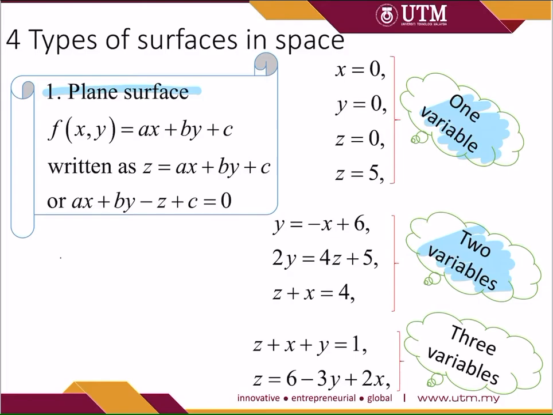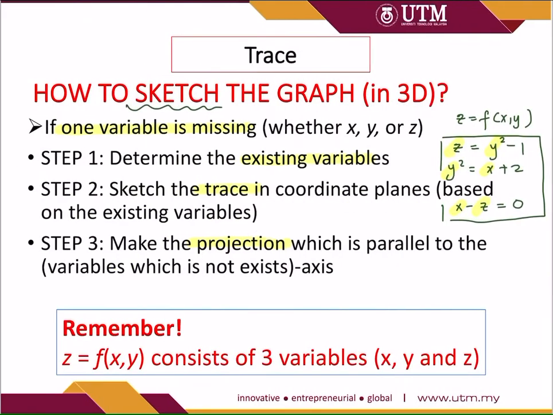For example, in this equation, z is missing. For this example, x is missing, and for this example, y is missing. So recall back the steps. If one of those variable is missing, either x, y, or z, first we need to determine the existing variable, and then we need to sketch the trace, and also we need to make the projection. So what is trace?